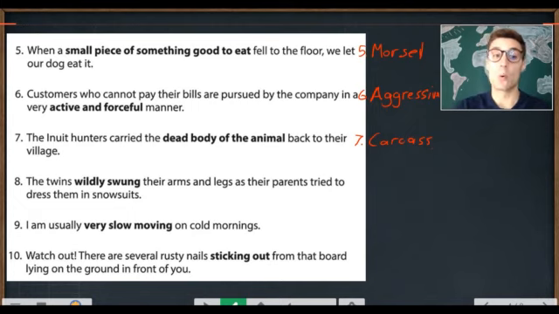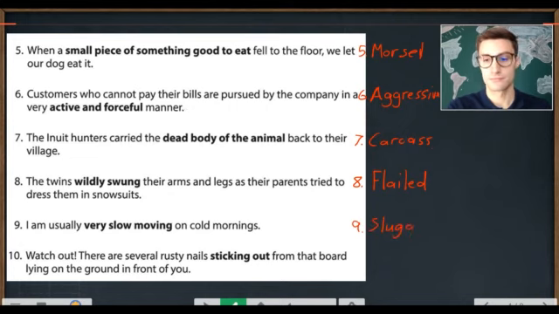Number 8. The twins wildly swung their arms and legs as their parents tried to dress them in snowsuits. Wildly swung. Flailed. The twins flailed their arms and legs as their parents tried to dress them in snowsuits. Number 9. I am usually very slow moving on cold mornings. Very slow moving. Sluggish. I am usually sluggish on cold mornings.